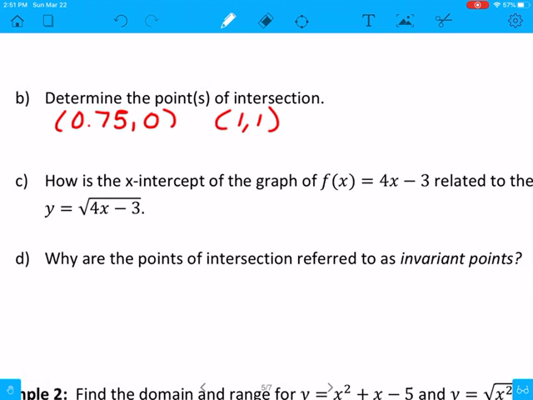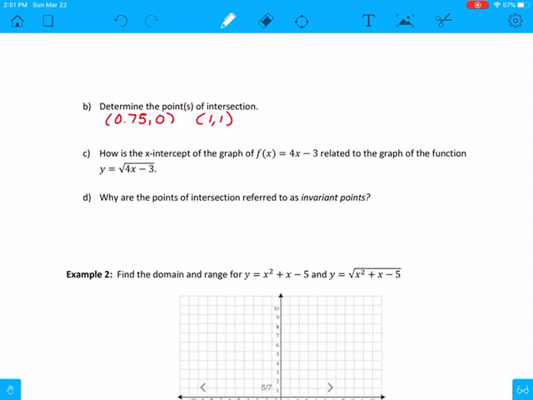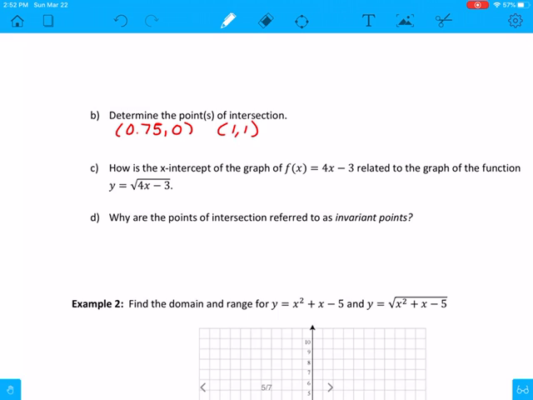Because they're the invariant points. They're the ones that don't change, because if I square root 0 or square root 1, I get 0 and 1. How is the x-intercept of the graphs of f of x equals 4x minus 3 related to the graph of y equals square root 4x minus 3? They're the same, because x-intercepts are when y equals 0, and we're square rooting all our y's. And when we square root 0, it stays 0.